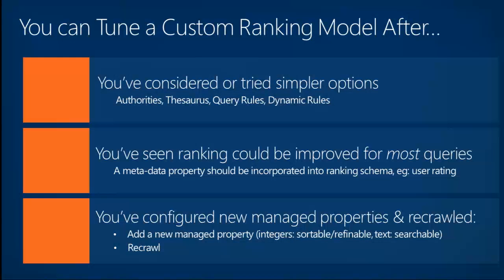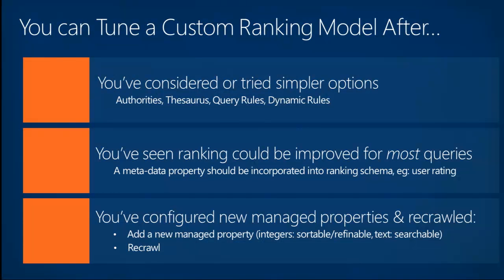A good example would be, for example, you would like a user rating to be incorporated into your search. Currently, even though that is actually a SharePoint feature, we don't use it inside our ranking model. In order to incorporate something into a ranking model, it has to be a managed property, and you have to mark it for use in search. Now, to find out more about managed properties, I'll point you to a talk on the crawl if you haven't already seen it.